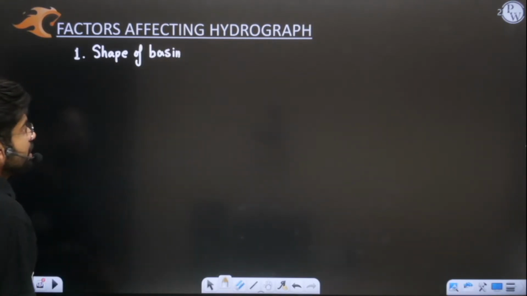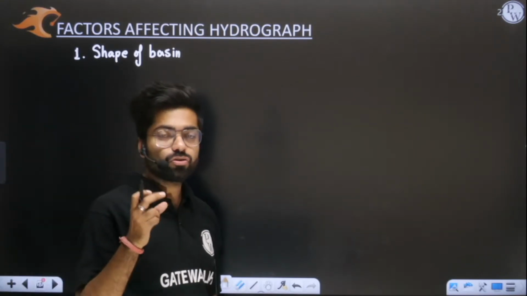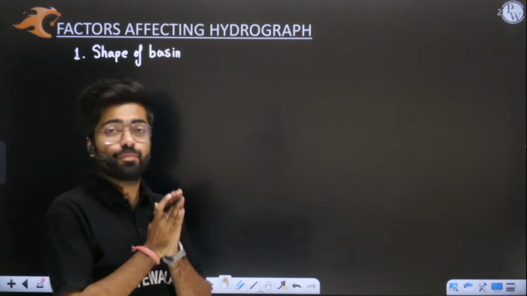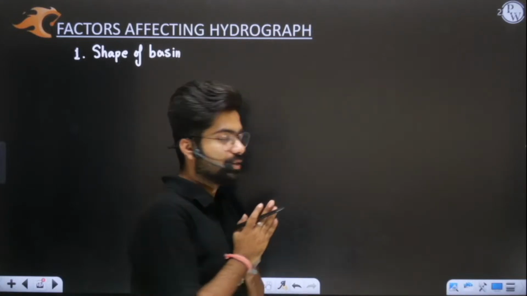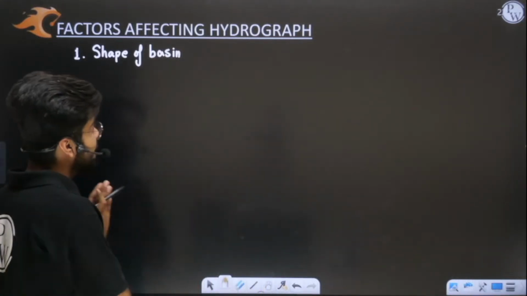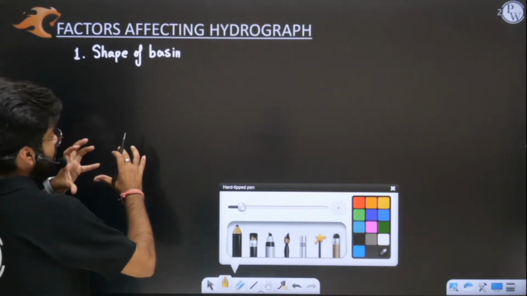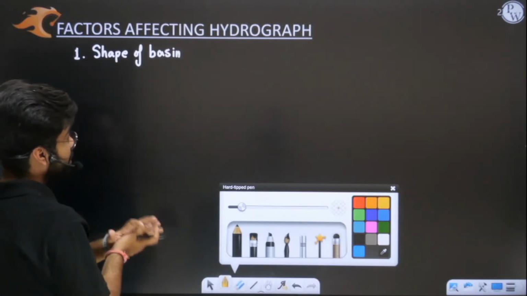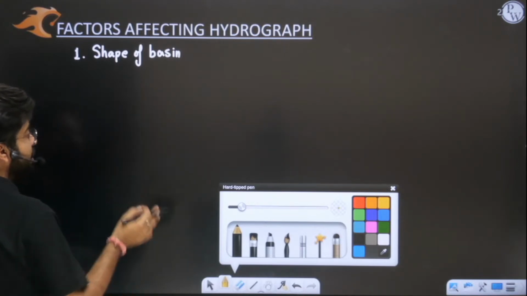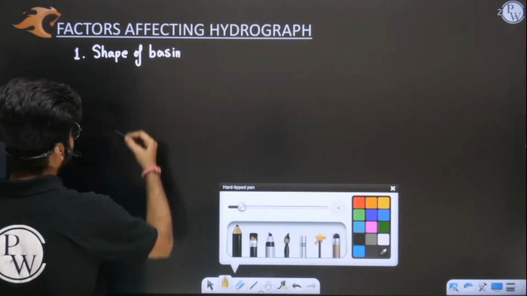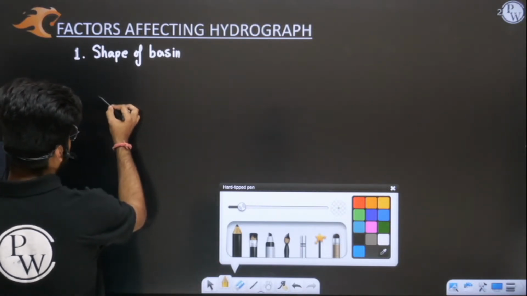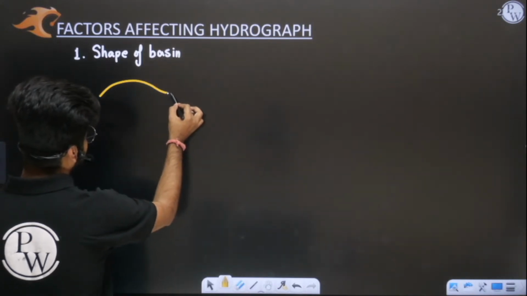Now we'll discuss the first factor, which is the shape of basin. If we want to understand how the shape of basin influences the shape of the hydrograph, we will take some different shapes of catchment, with the help of which we will understand how, if the shape of the basin or catchment changes, it will affect my hydrograph shape. So let us imagine we have this kind of catchment area.